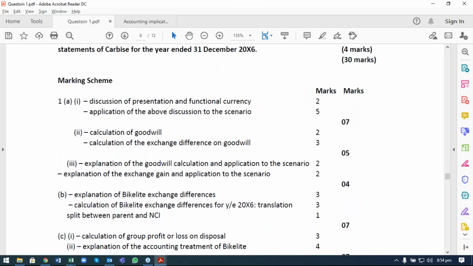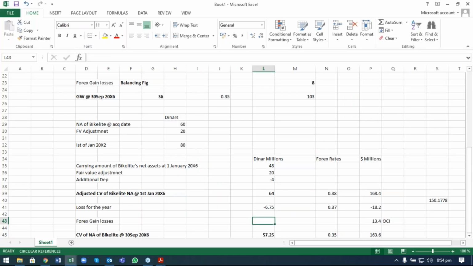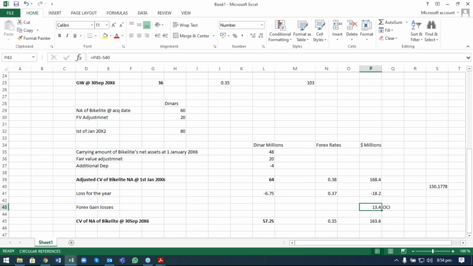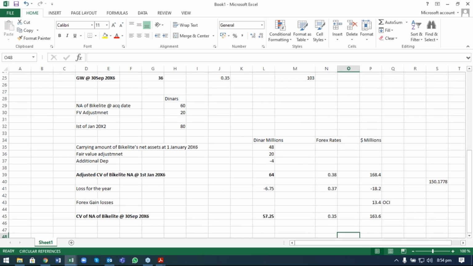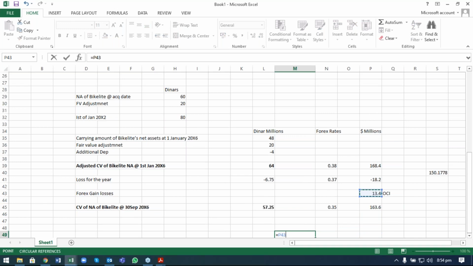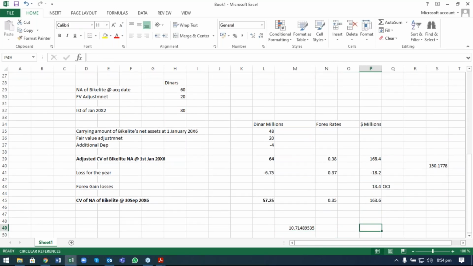If you look into the whole scores, explanation for exchange differences scores 3 marks, calculation of Bakelite exchange differences for the year ended 31st December translation is 3 marks, and split between parent and NCI is 1 mark. So these are the total foreign exchange gain losses that should arise on the translation of net assets. So you have to bifurcate it between parent and NCI. Parent constitutes 80% of these foreign exchange gain losses, that totals this value, and NCI constitutes 20% of these foreign exchange gains.